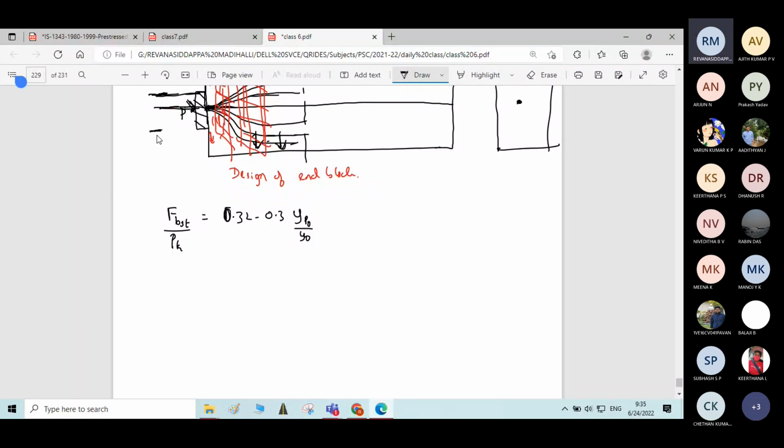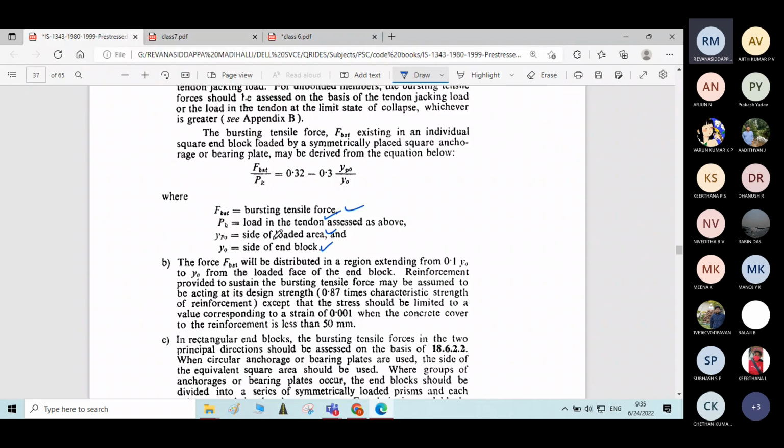This depth of the plate is taken as 2y naught. Why it is taken as 2y naught, I will explain in future classes, maybe in tomorrow's class. This depth of the plate is taken as 2y naught, and one more parameter is there, yp naught, the side of the loaded area.